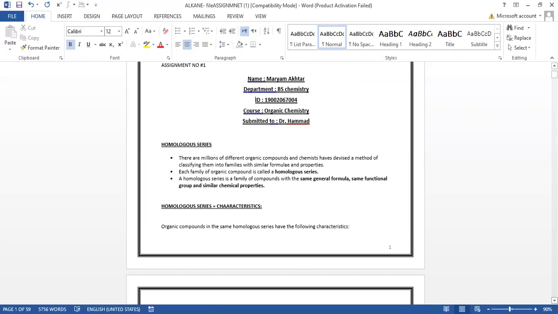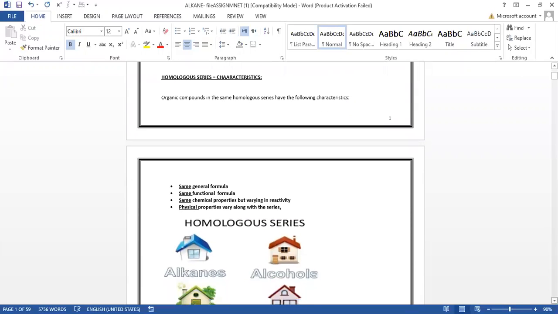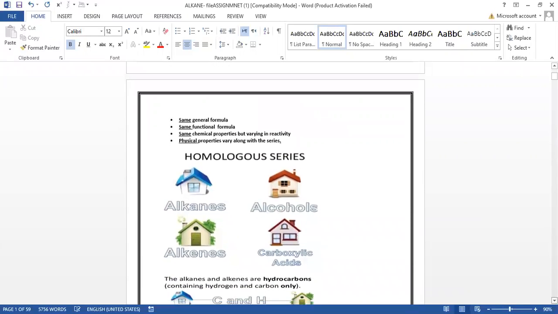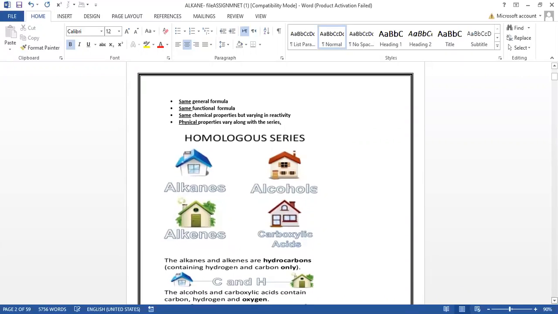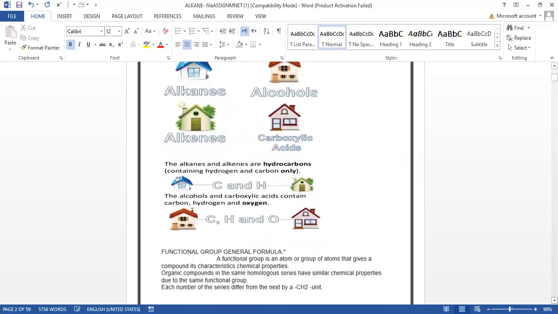Now, moving towards the characteristics of the homologous series. As we know, it has the same general formula, the same functional group, and similar chemical properties, which vary in reactivity, and its physical properties also vary with the series. There are homologous series of alkanes, alkenes, alcohols, and carboxylic acids. These are examples of homologous series.